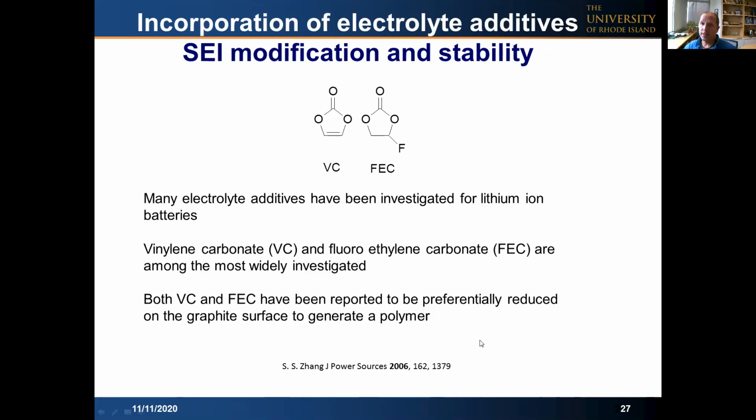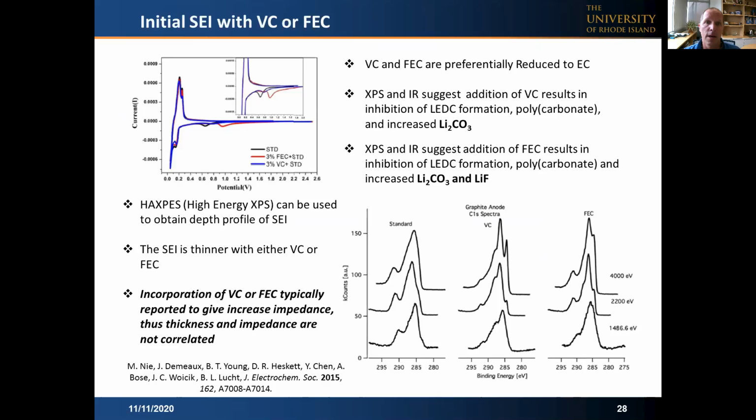So with that in mind, that brings us to electrolyte additives. And how do electrolyte additives affect the overall structure and stability of the anode SEI? So two of the most frequently utilized electrolyte additives are vinylene carbonate and fluoroethylene carbonate. And in general, these additives have been reported to generate polymeric species on the surface, which results in the generation of a more stable anode SEI. So we went back and tried to characterize these things with the same combination of techniques.